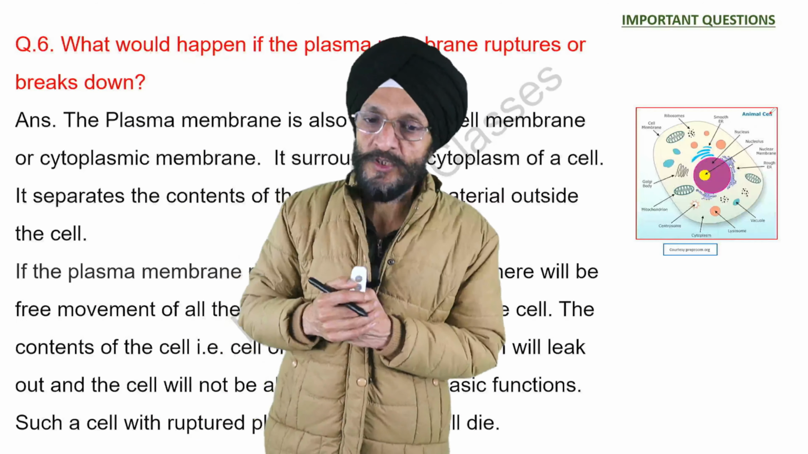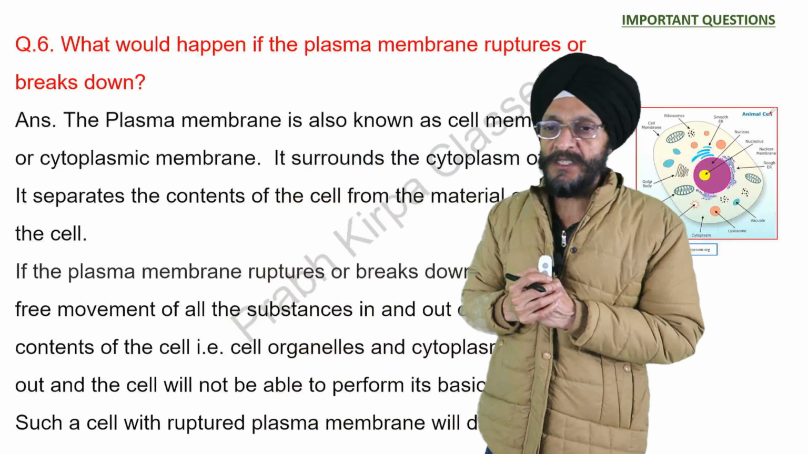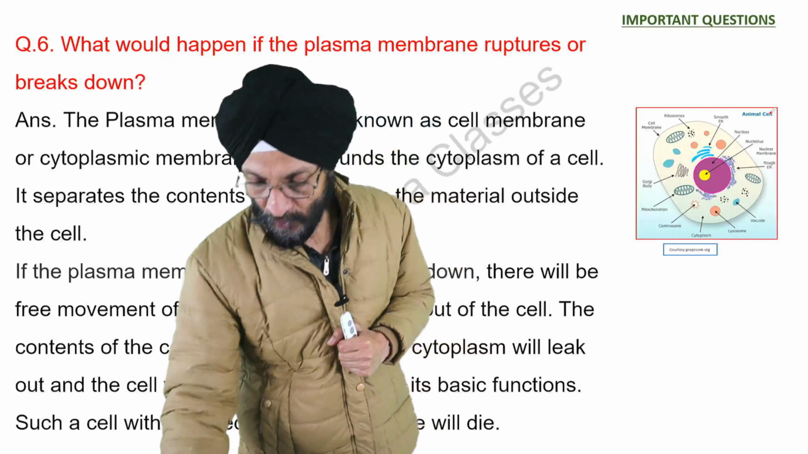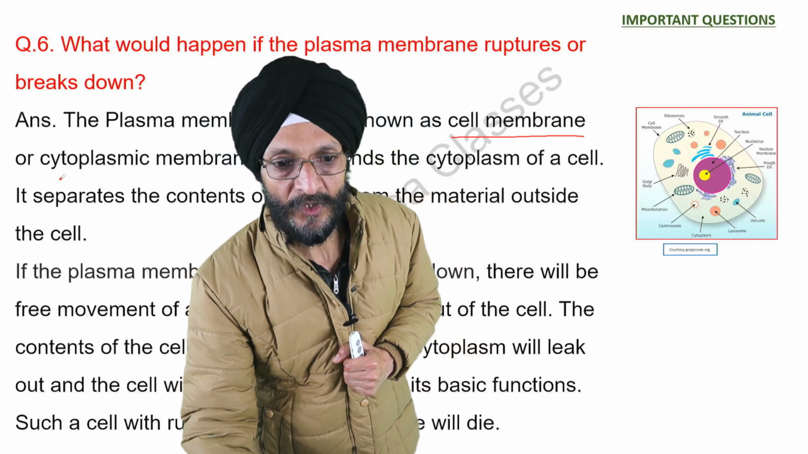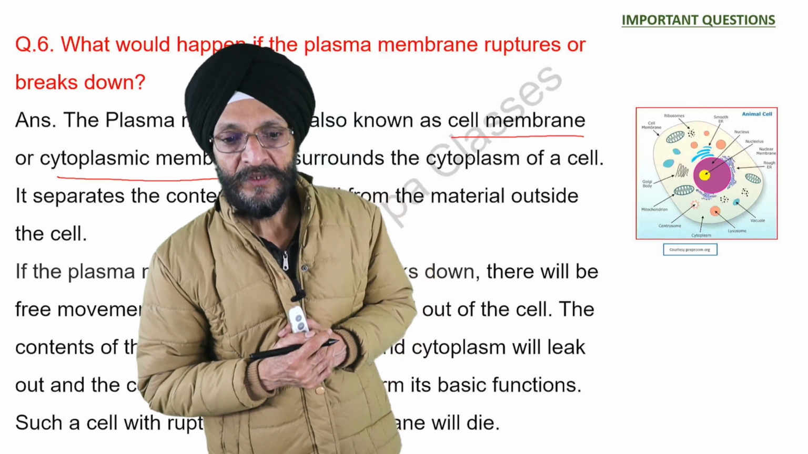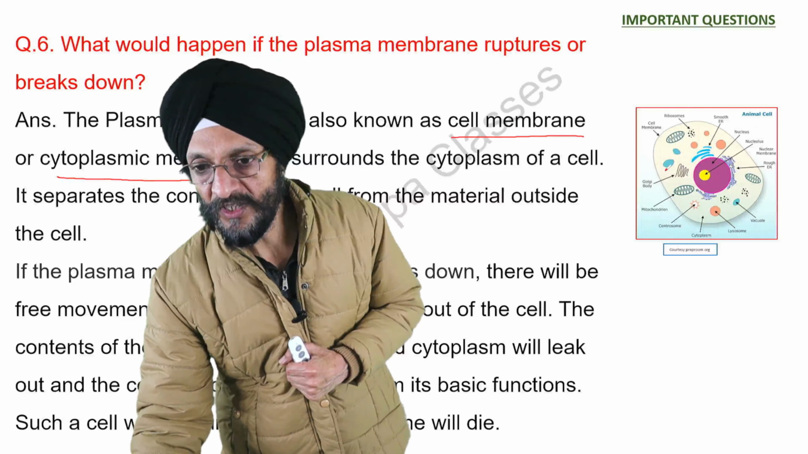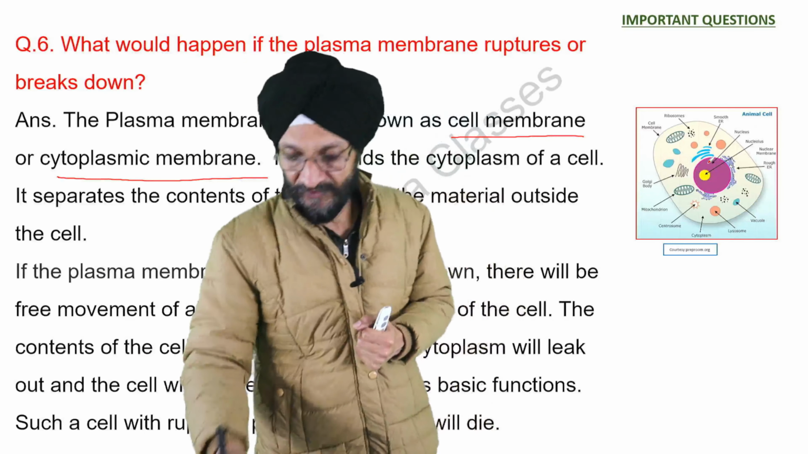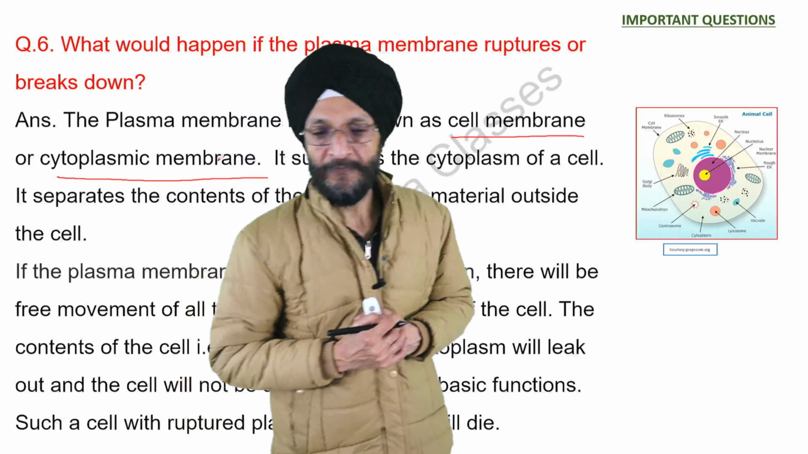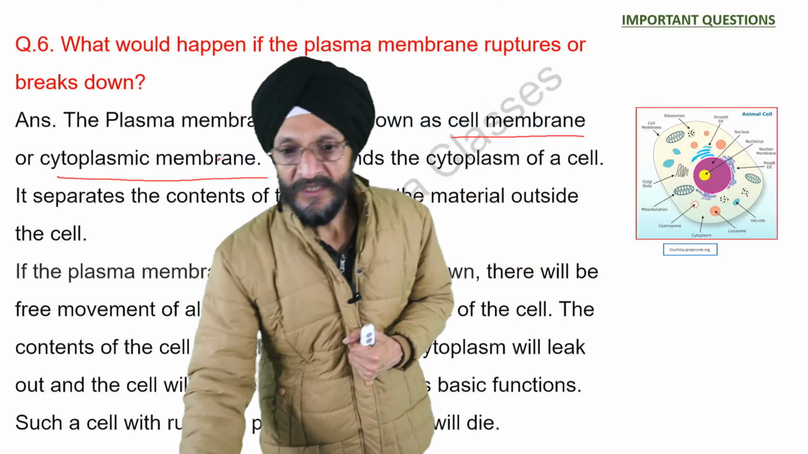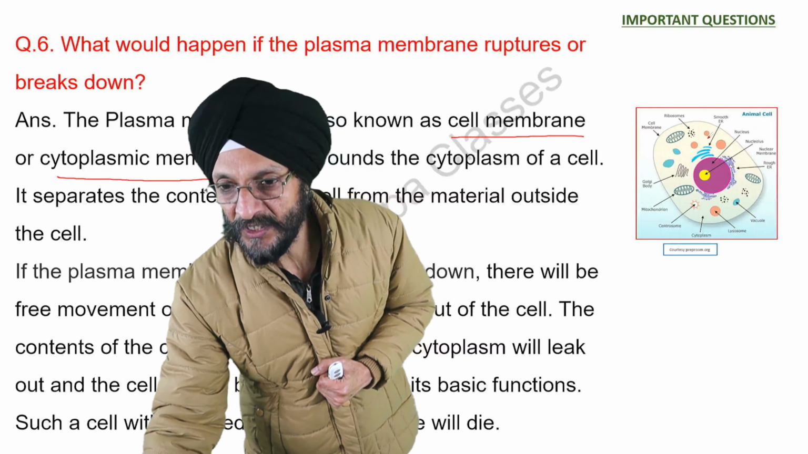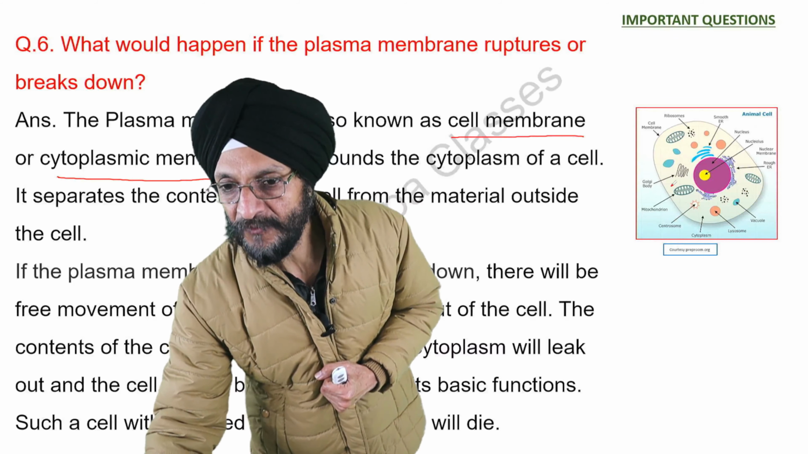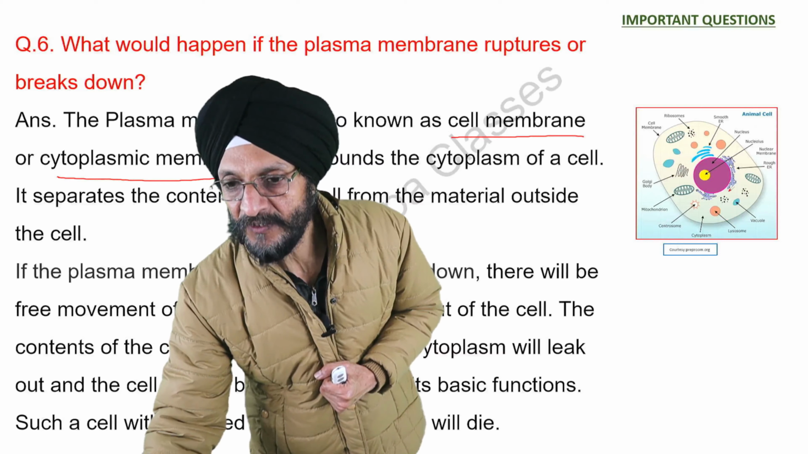So now we come to the main question. What happens if the plasma membrane ruptures, breaks down? The plasma membrane is also known as the cell membrane or cytoplasmic membrane. Cytoplasm is present inside the plasma membrane, so the name of the outer covering is also given after that, cytoplasmic membrane. The plasma membrane surrounds the cytoplasm of the cell. Cytoplasm is present inside the whole of the cell, in which all these structures or the organelles are present.